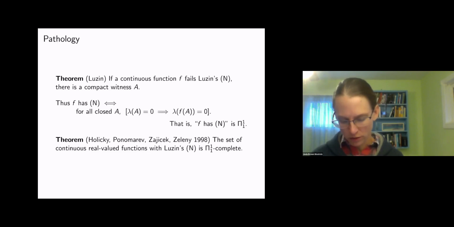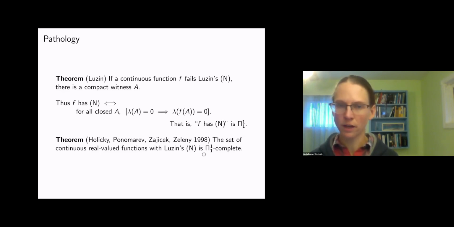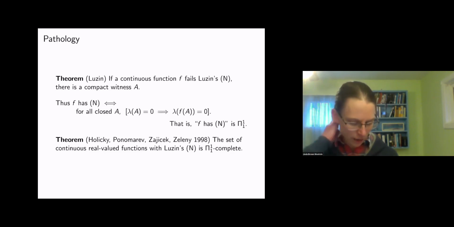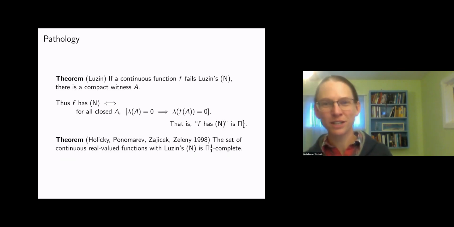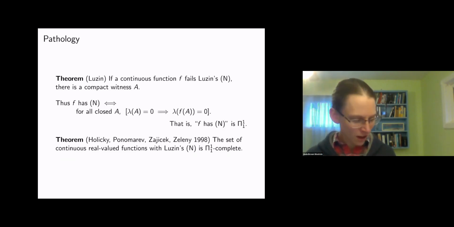All right, so in other words, having Luzin's N is a pi11 property. And it turns out that it's actually a pi11 complete property, as was shown in the 90s. I will say a little bit more about this proof later, I hope, time permitting. But that could be seen perhaps as a reason why this property is not so much studied. It's a little bit hard to work with.